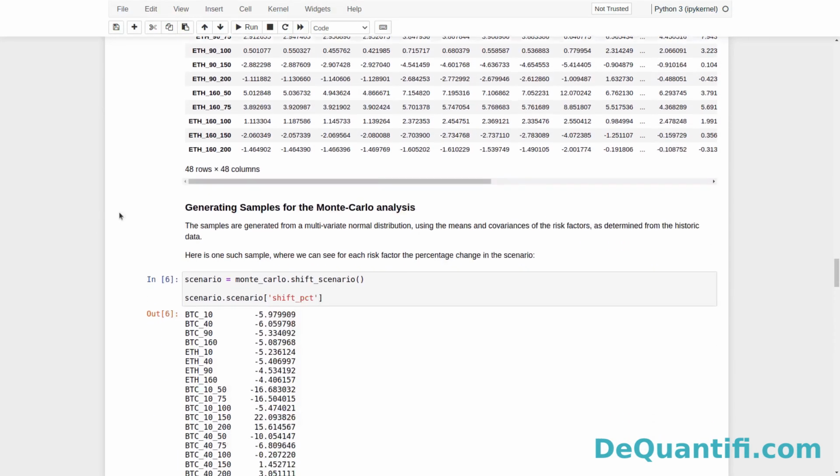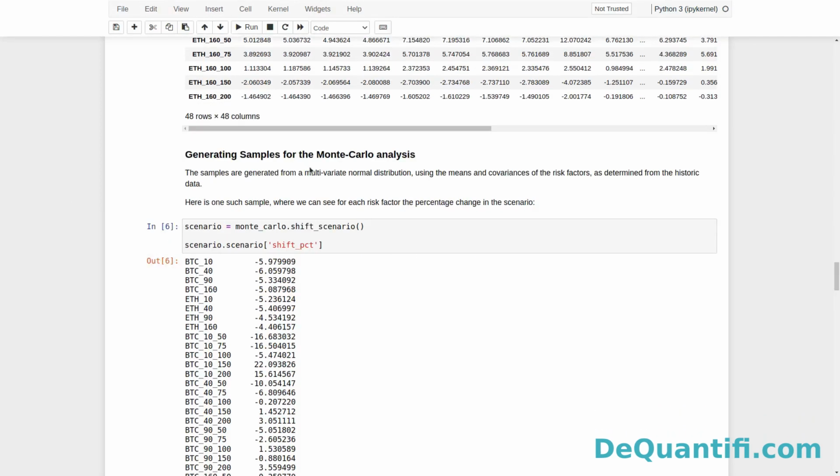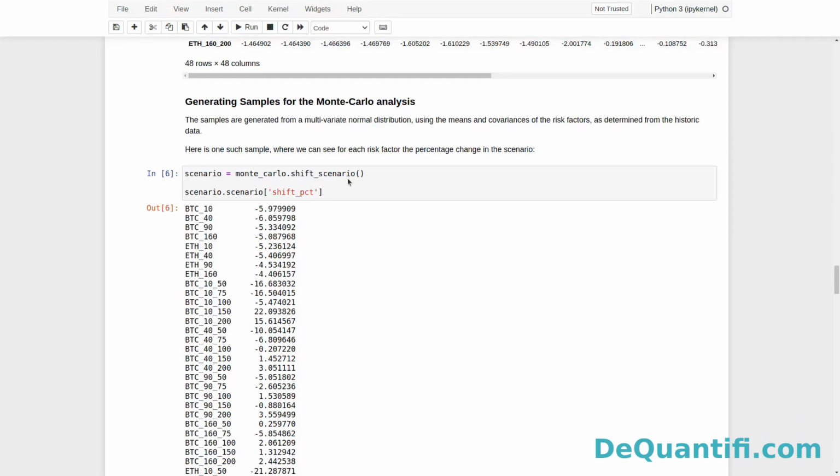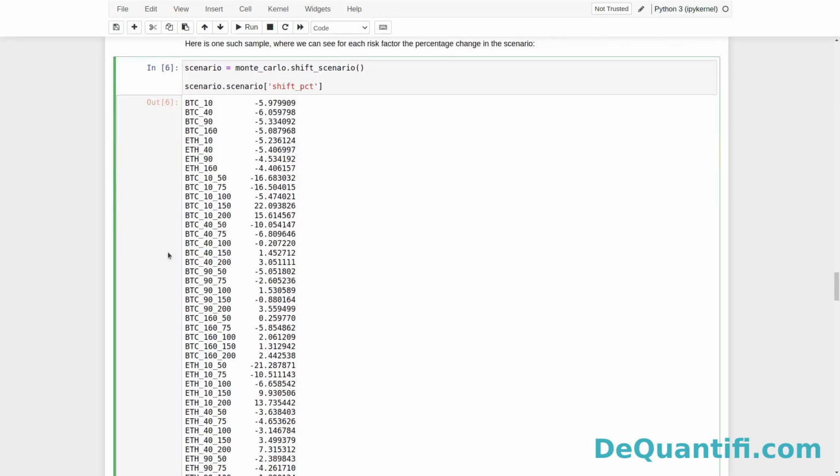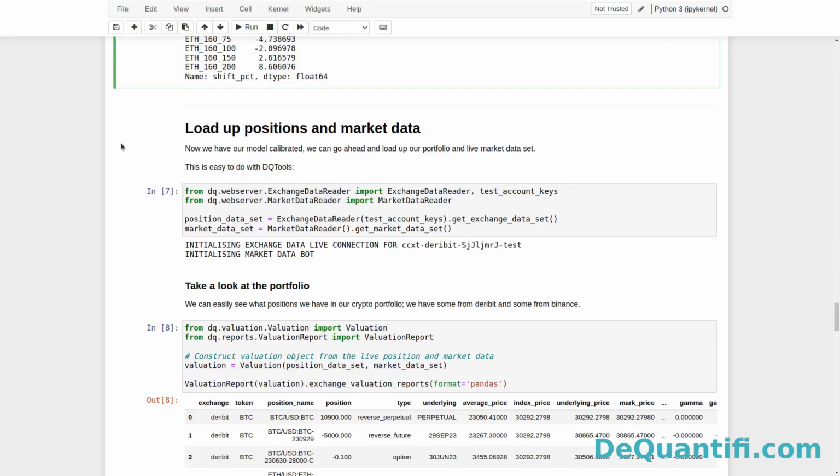So the next step is to generate samples from that model that we have. We do that quite simply by just asking for a scenario. And here we can see one specific scenario, which tells us for every single risk factor what the percentage change is that needs to be applied. Now that we have our multivariate model and we can sample it for different scenarios, we can turn our attention to loading up the live positions and market data. That's really straightforward with DQTools.